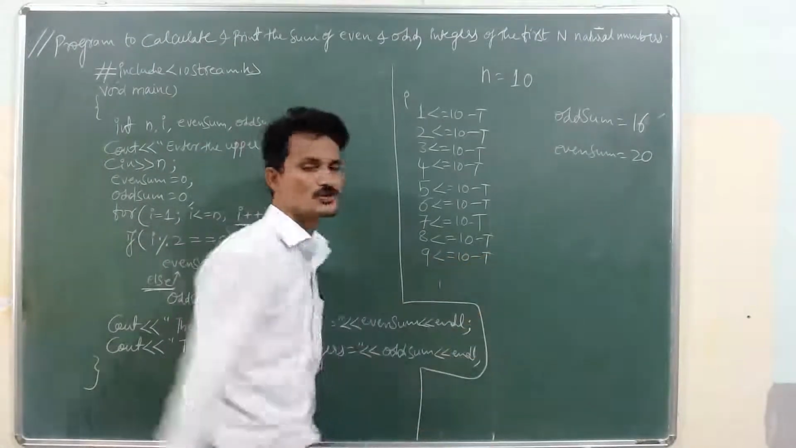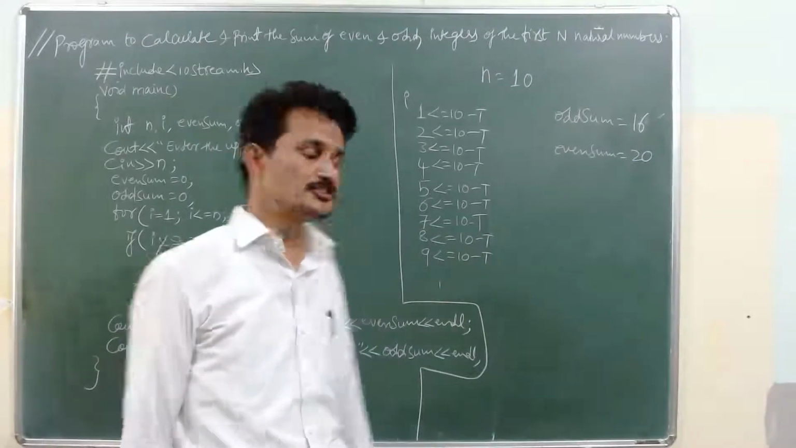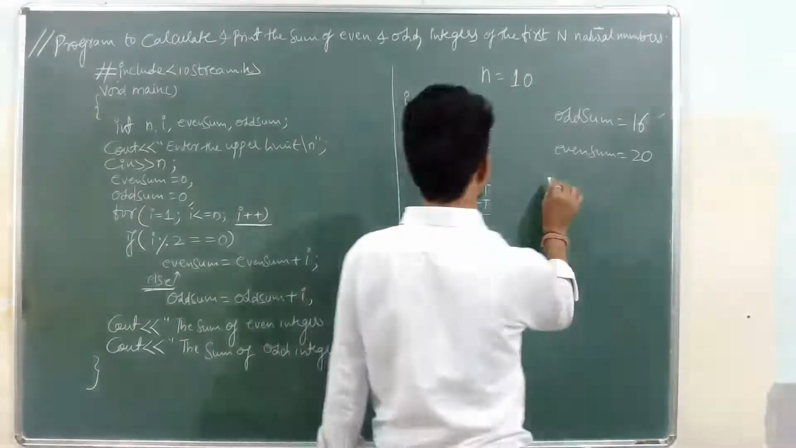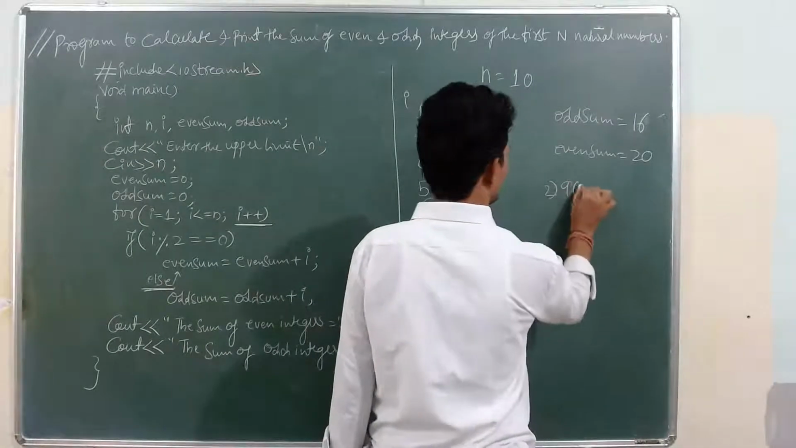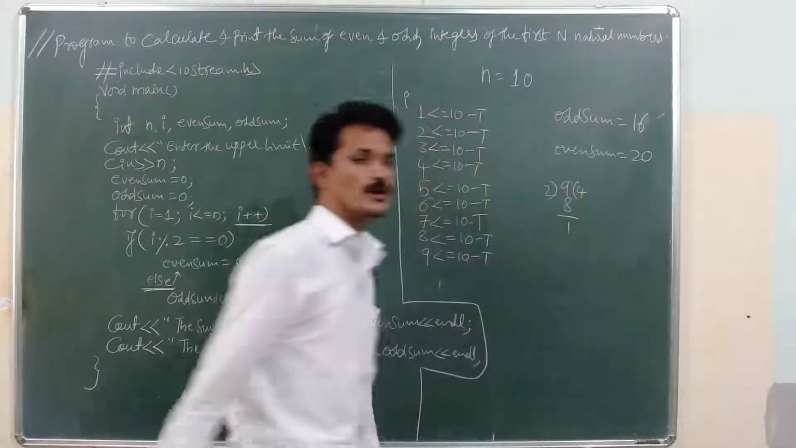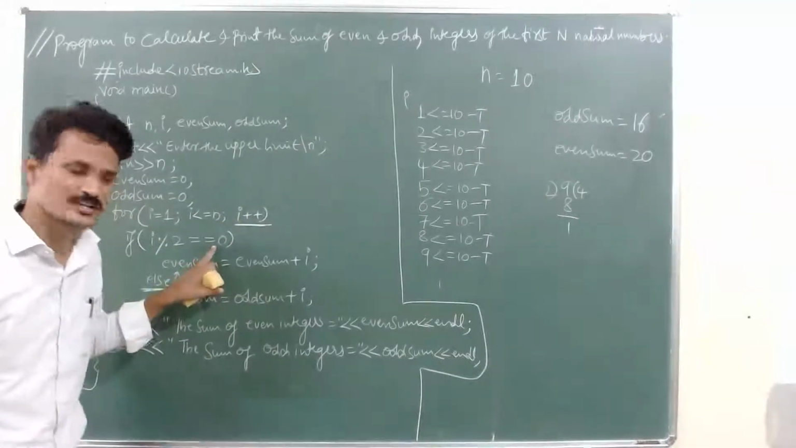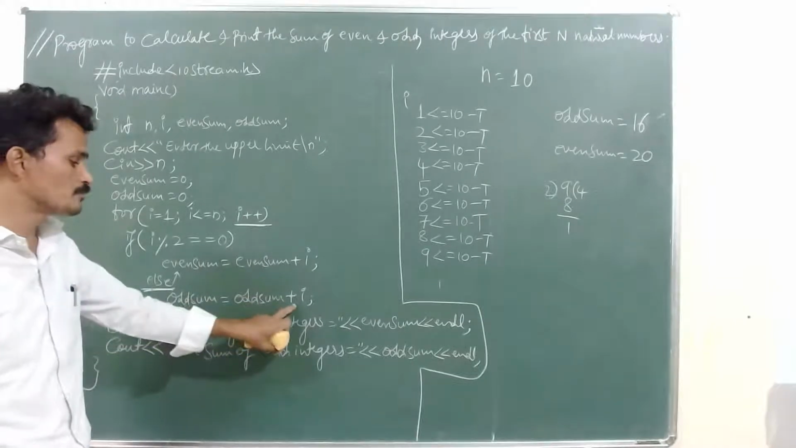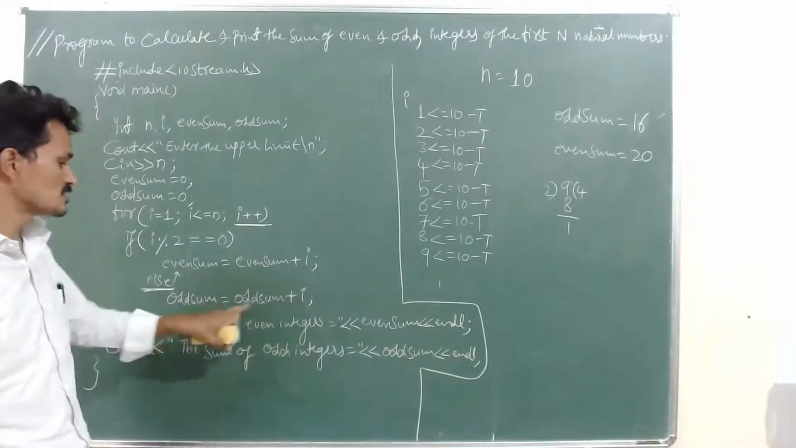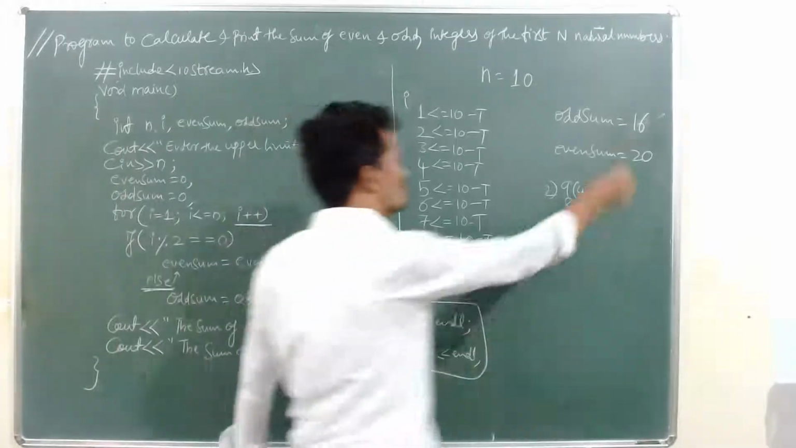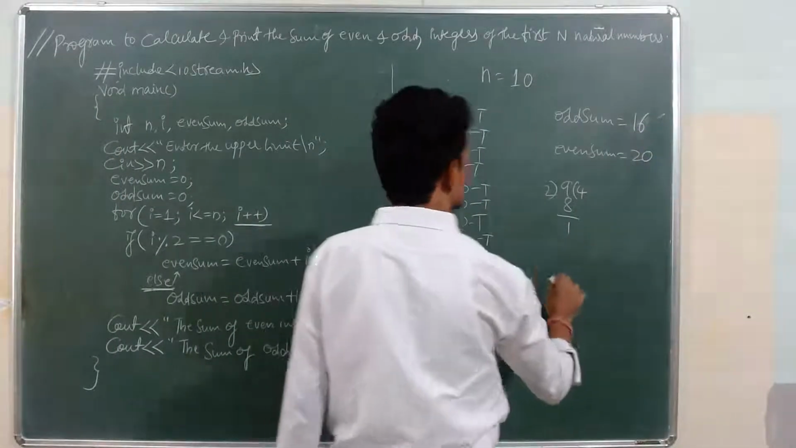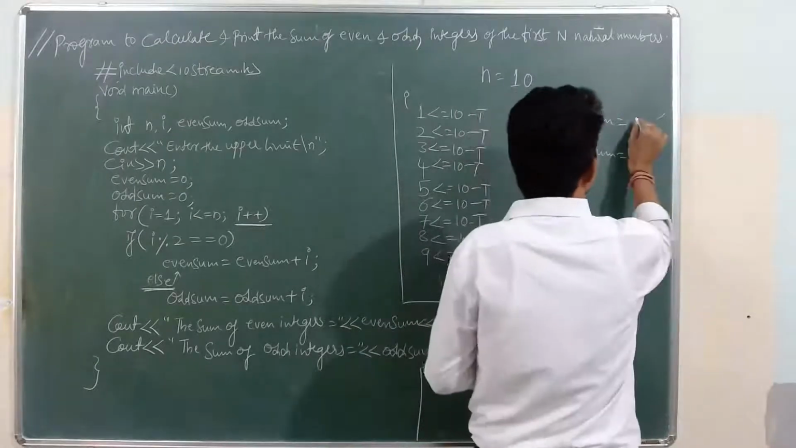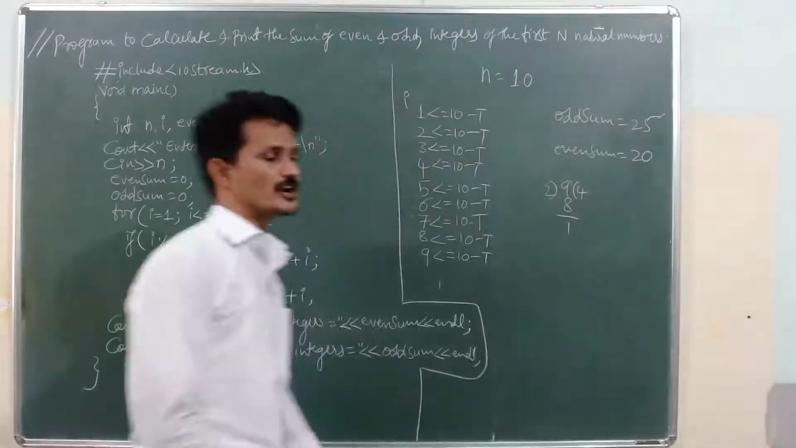9 is less than or equal to 10. Yes, it is true. Condition true. When this condition is true, again it comes here. If I mod 2, I is 9, 2 4s are 8, remainder is 1. 1 is equal to 0, condition false. Condition false means I will execute the else part. Odd sum is equal to odd sum plus I. What is the value of odd sum? 16. I is 9. 16 plus 9 is 25. Okay, 25.